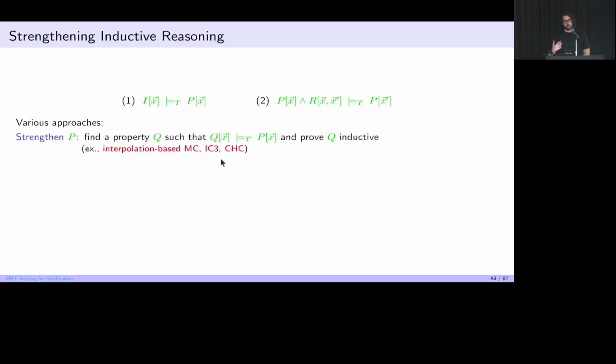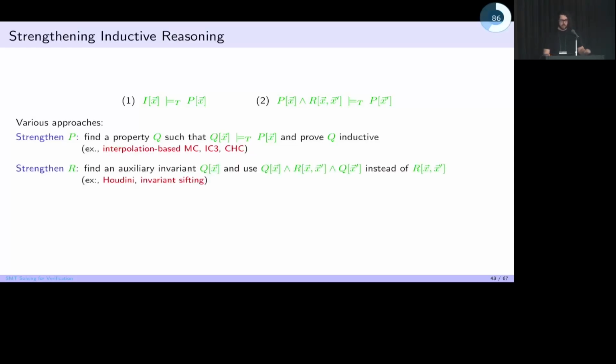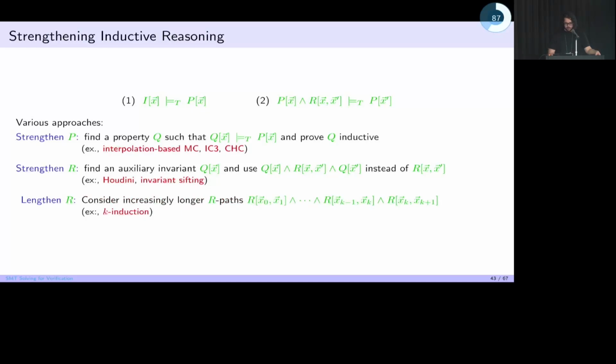There are many different ways in which you can come up with these invariants. You can use interpolation. You can use something like IC3, constrained Horn clause solving, and so on. You can try to strengthen the transition relation itself, or you can try something like K-induction, which is going to unroll R up to a number of cases and then test the property also.